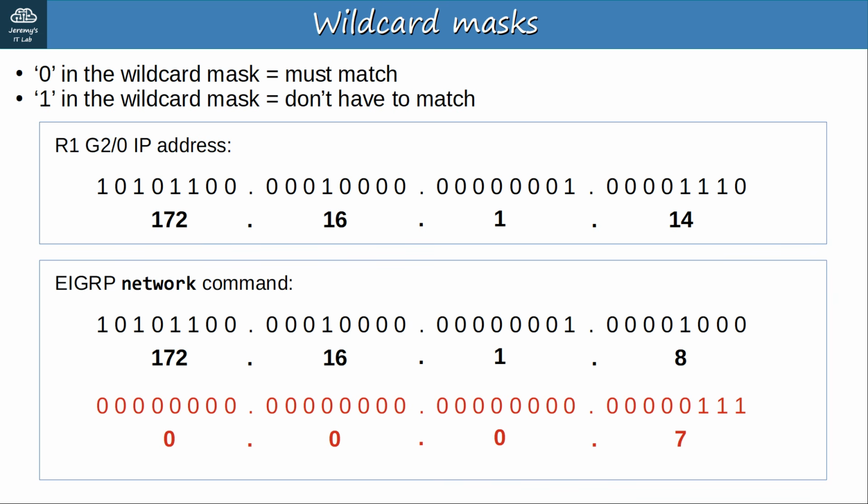Okay, try to figure this out on your own. With the command network 172.16.1.8 0.0.0.7, would EIGRP be activated on the interface? Pause the video now to find the answer.